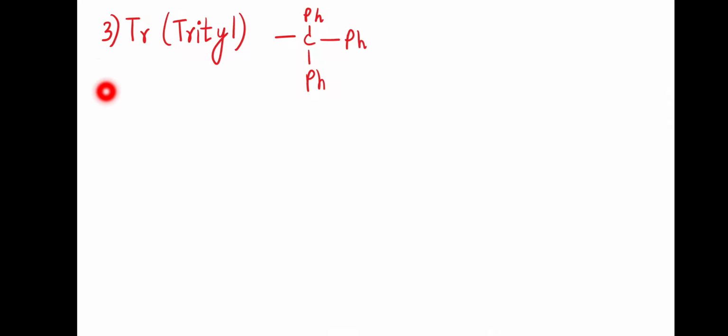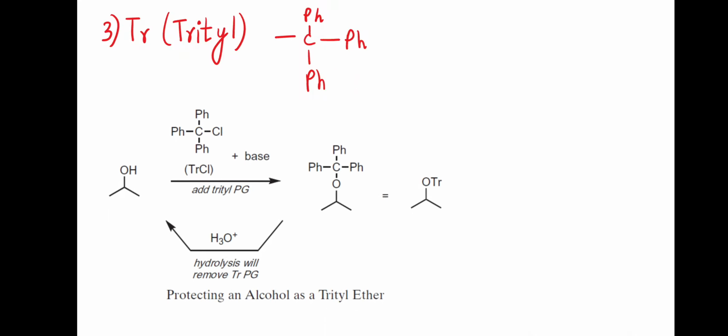Next is trityl. What is trityl? A carbon attached to three phenyl groups. Okay, this is called a trityl group. For protection using the trityl group, you use TrCl, that is trityl chloride, and a base. So that is protection, and then how do you do deprotection? Basically this is an ether functional group. Always remember, to deprotect any kind of ether, what is required? Acid hydrolysis. Mostly we use acid hydrolysis, that is H3O plus, that will deprotect the ether.